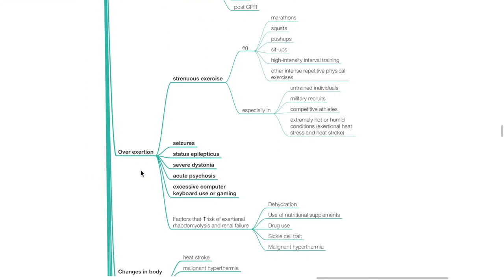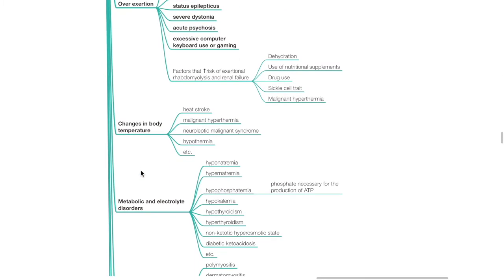Overexertion can cause rhabdomyolysis, for example, strenuous exercises, seizures, status epilepticus, severe dystonia, acute psychosis, excessive computer keyboard use or gaming. Factors that increase the risk of exertional rhabdomyolysis and renal failure include dehydration, use of nutritional supplements, drug use, sickle cell trait, and malignant hyperthermia. Changes in body temperature can cause rhabdomyolysis, such as during heat stroke, malignant hyperthermia, neuroleptic malignant syndrome, hypothermia, etc.